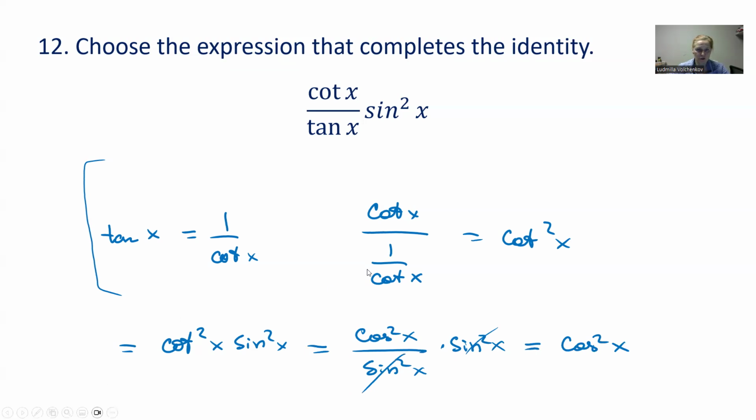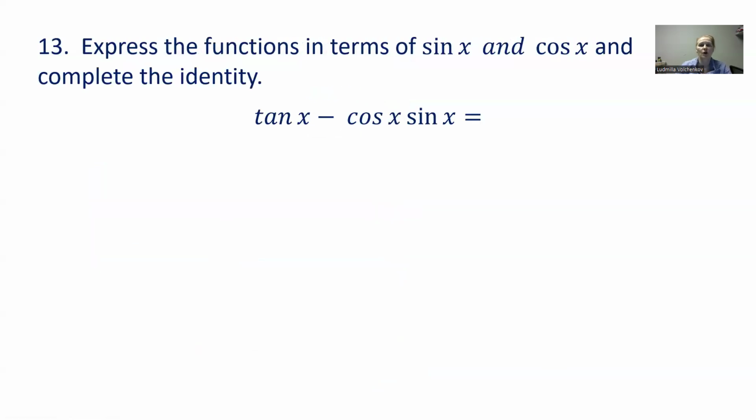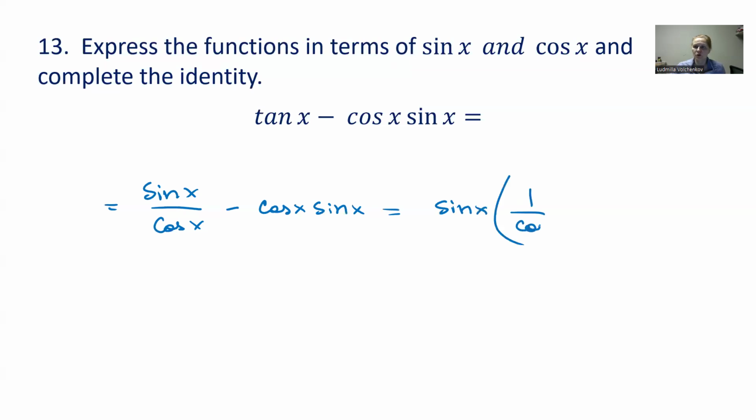For this question, you will need to show your work to write the formulas that you use to simplify or to transform the expression. Tangent minus cosine times sine. Let us write tangent in terms of sine and cosine. Sine x over cosine x minus cosine x times sine x. Both terms have the same factor, sine x, that can be factored out. 1 over cosine minus cosine.